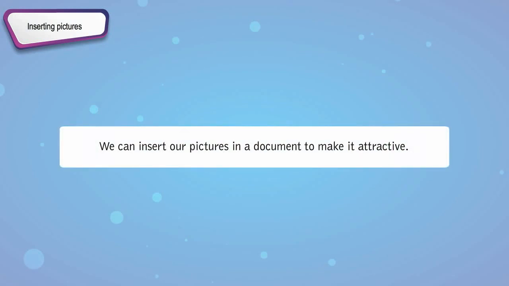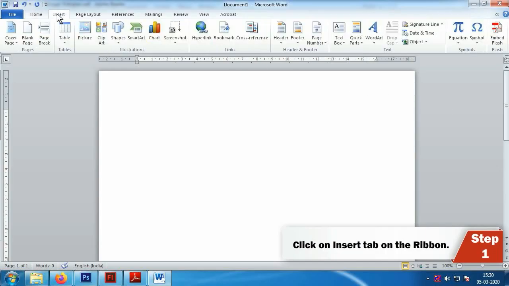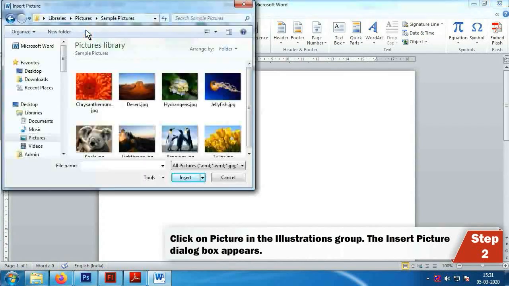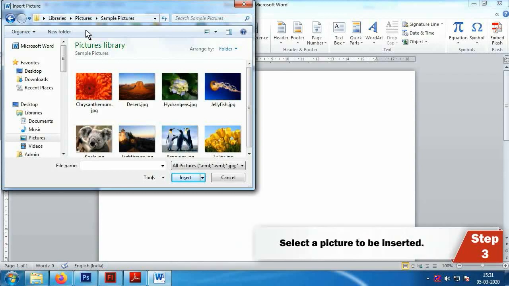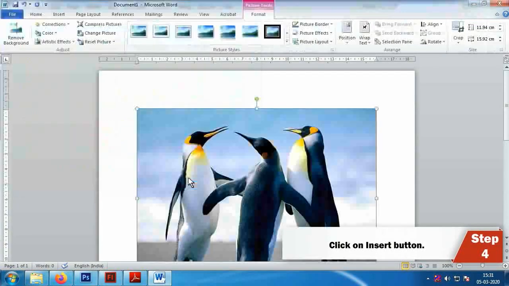Inserting pictures. We can insert our pictures in a document to make it attractive. Step 1. Click on Insert tab on the ribbon. Step 2. Click on Picture in the Illustrations group. The Insert Picture dialog box appears. Step 3. Select a picture to be inserted. Step 4. Click on Insert button.